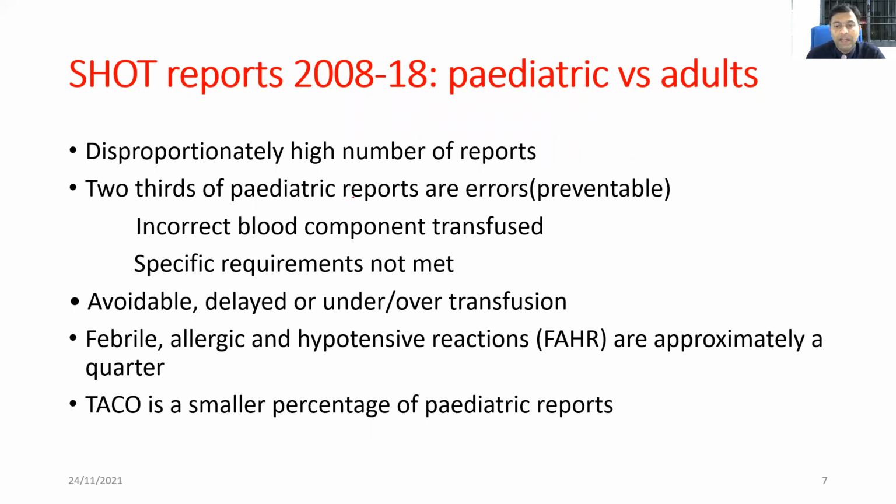Two-thirds of the pediatric reports were just errors which could have been preventable. They could have been avoidable or delayed, or even under- or over-transfusion. Febrile, allergic, and hypotensive reactions constituted approximately a quarter of those reactions. TACO is a smaller percentage of pediatric reports when compared to adults.